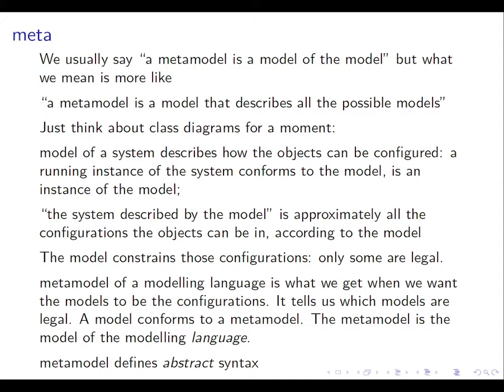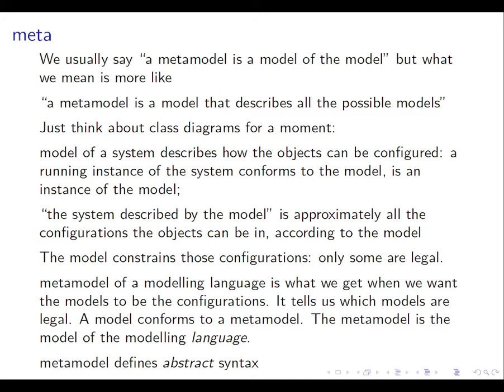So let's just think about class diagrams for a moment. If you have a class model of a system, then what's that doing for you? It's describing something about how the objects in the system can be configured. So, what classes they can be instances of, how many there can be, how they're connected. So then a running instance of the system conforms to the model. Or we might say it is an instance of the model.